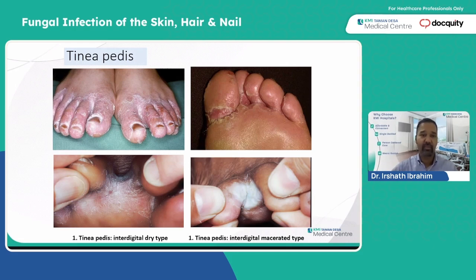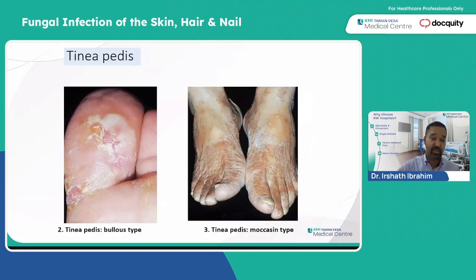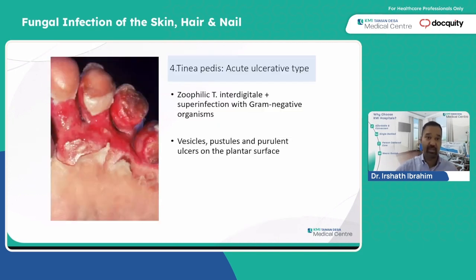Then the next type is the tinea pedis bullous type, where you develop blisters. This is over the plantar aspect. And then the third type is tinea pedis moccasin. Moccasin tends to follow the distribution of your shoe. It's the shoe pattern, so it's coined as moccasin type. Both feet are affected. And the last type is the acute ulcerative type. This one is zoophilic. The typical dermatophyte is interdigitale, and sometimes it can be associated with superinfection with other gram-negative organisms. It can result in ulcers, vesicles, pustules, purulent ulcers on the plantar surface.